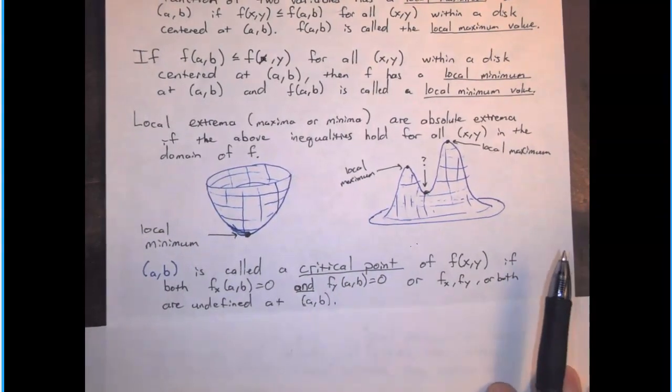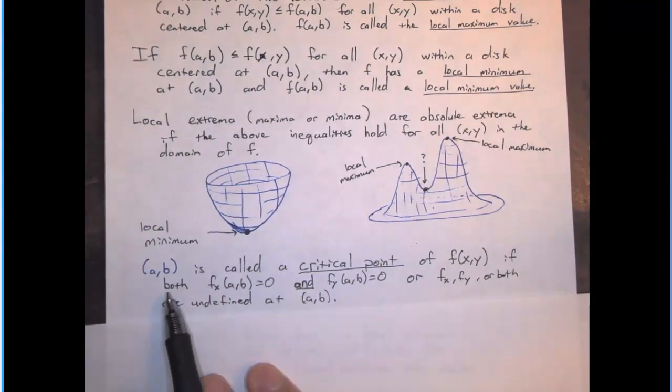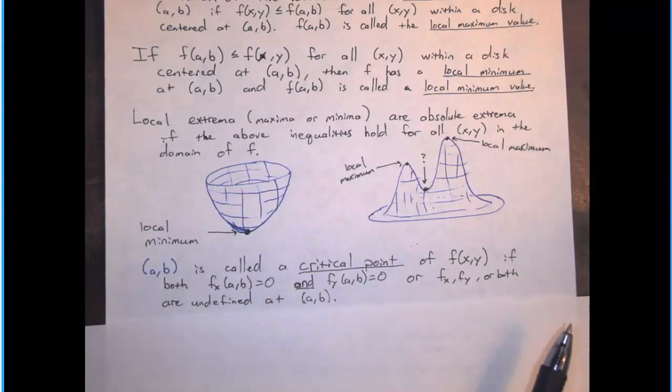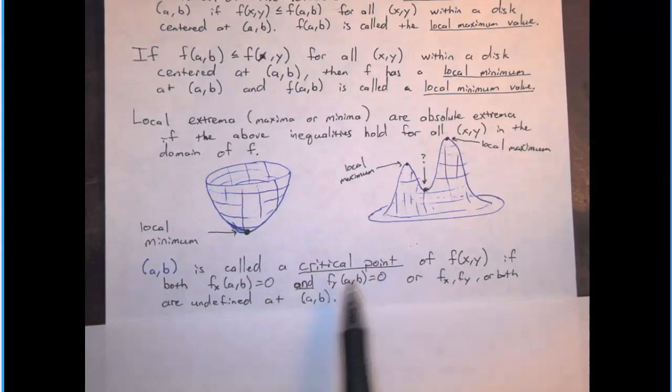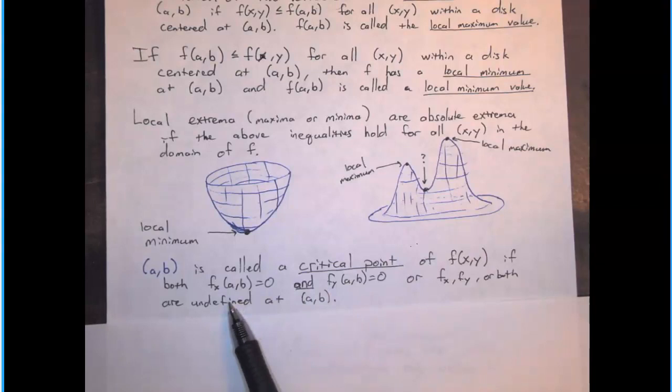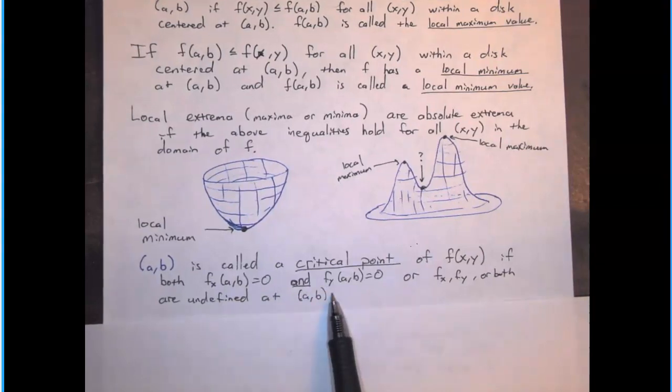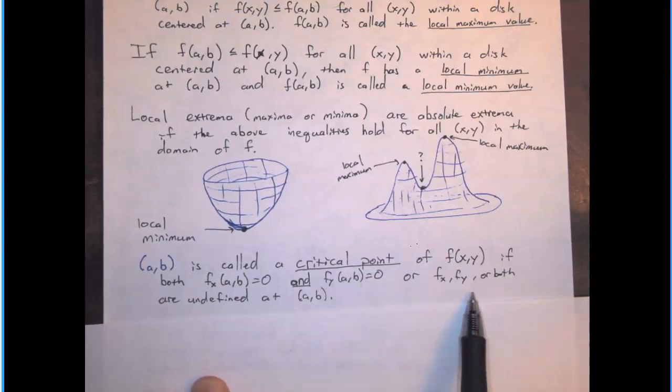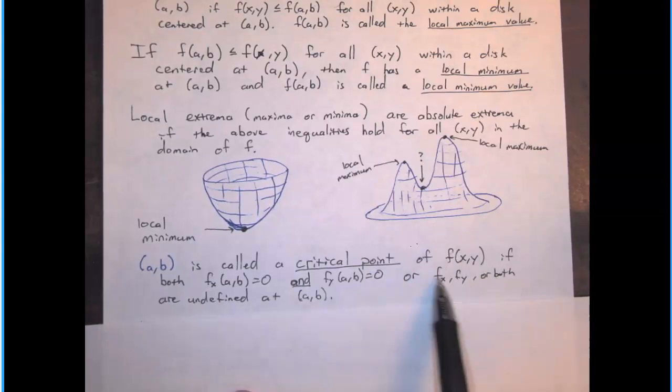For a function of two variables, we have a critical point if I take partial derivatives of the function at that point, and the partial derivative with respect to x and the partial derivative with respect to y are both 0, or one of them or both of them are undefined. So another way of thinking about this is I have a critical point of this function if the gradient is equal to the 0 vector or the gradient doesn't exist.